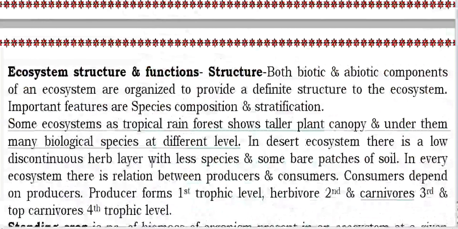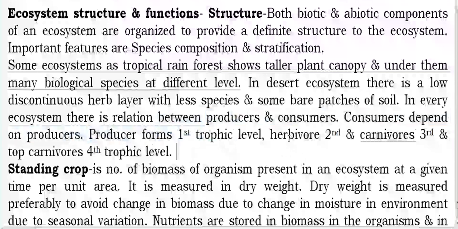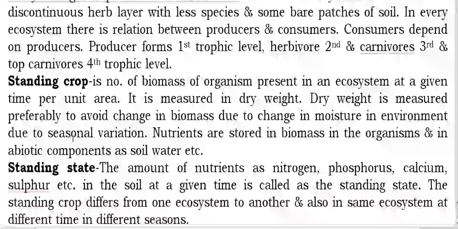Ecosystem structure and function. Ecosystem has important functions which are taken as recycling of material, that is decomposition, energy flow, and various other changes in the ecosystem. So in every ecosystem the producer forms the first trophic level, herbivore the second trophic level, carnivore the third trophic level, and top carnivore the fourth trophic level. Standing crop is the amount of biomass of organisms present in an ecosystem at a given time.